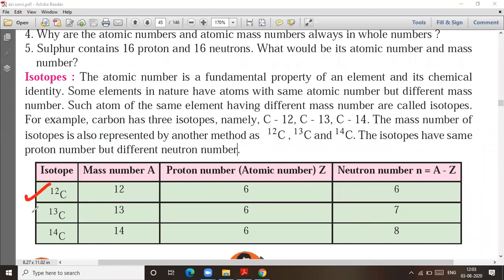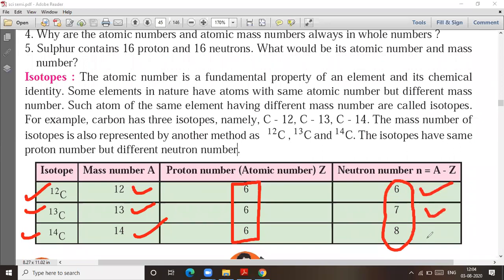C12, C13 and C14. Mass numbers are 12, 13, 14. The atomic number is the same because the number of electrons and protons is the same, 6, 6, 6. So what differs here? The number of neutrons differs, right? So 12 minus 6 is 6. Here 13 minus 6 is 7, and 14 minus 6 is equal to 8. This is the neutron number, remember.